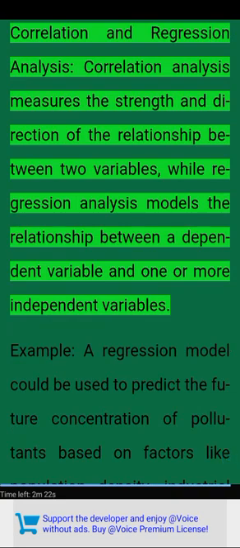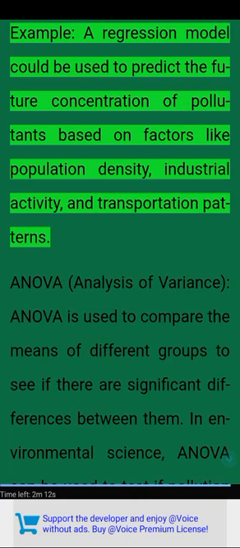Correlation and regression analysis. Correlation analysis measures the strength and direction of the relationship between two variables, while regression analysis models the relationship between a dependent variable and one or more independent variables. Example: a regression model could be used to predict the future concentration of pollutants based on factors like population density, industrial activity, and transportation patterns.